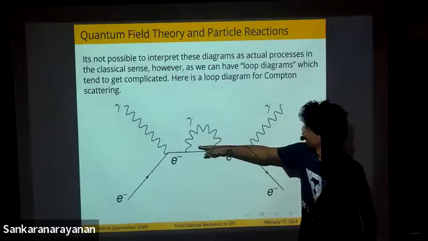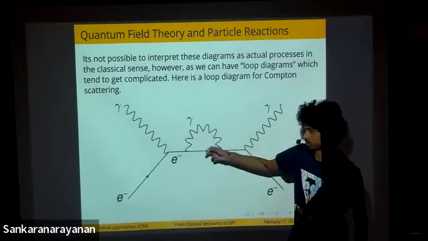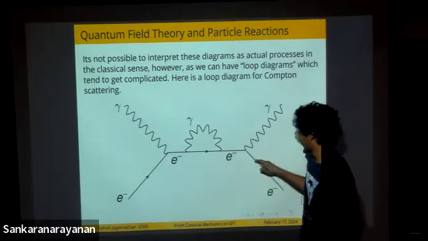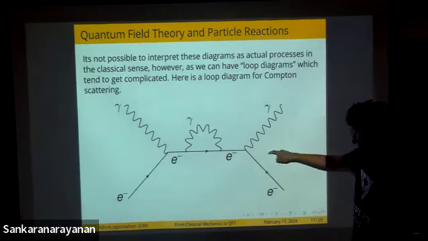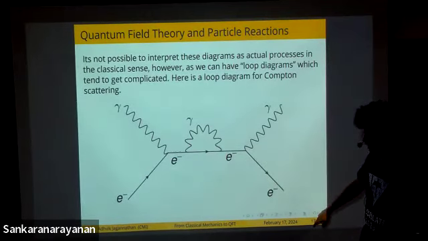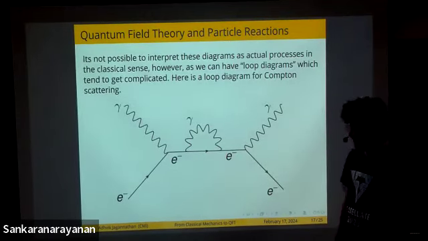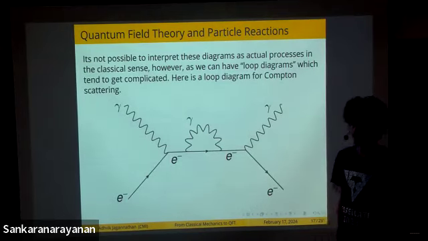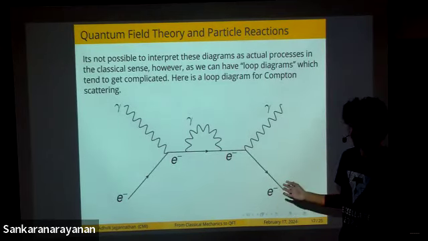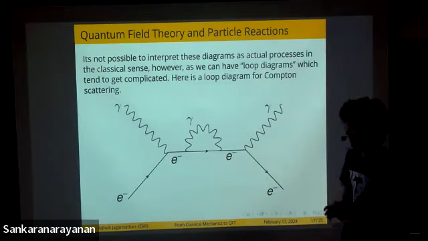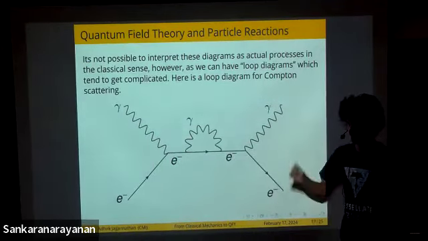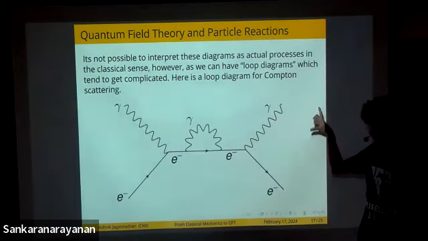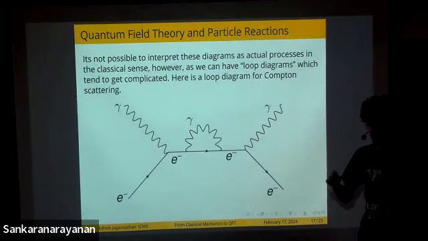You can have such a loop. This is called a loop. You can have such a loop coming anywhere, and like a photon being emitted and reabsorbed by the same electron. Each of them has a contribution to the amplitude, to the probability of this process even happening, like an electron and a photon colliding to give an electron and a photon.